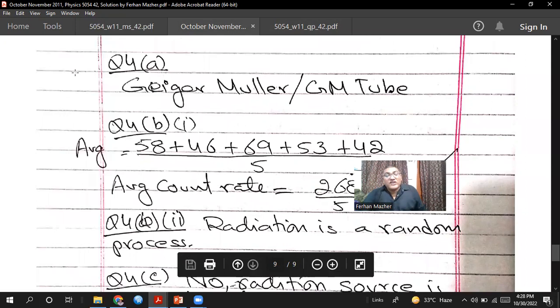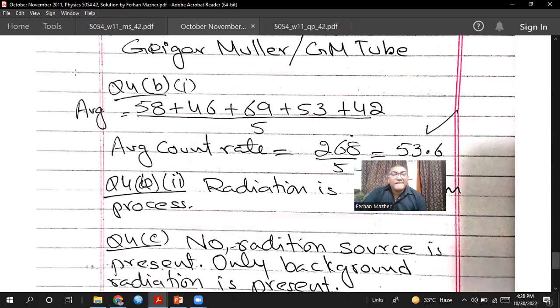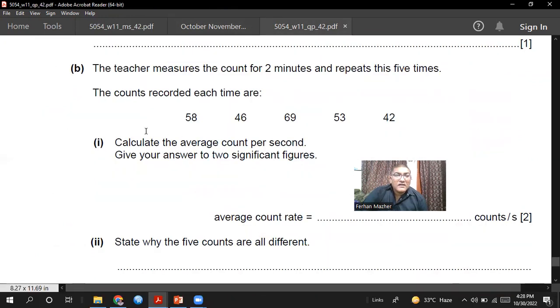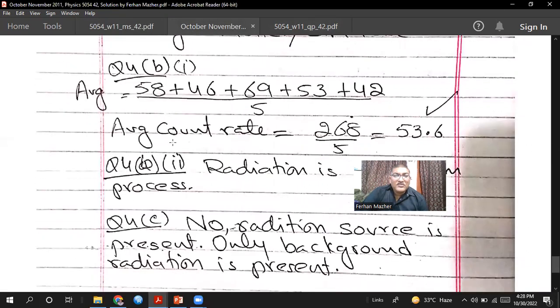So GM tube, the Geiger-Müller tube, and now the B first part, they want me to find out the average. So how do you find the average? You simply add the data and you divide by the number of data.